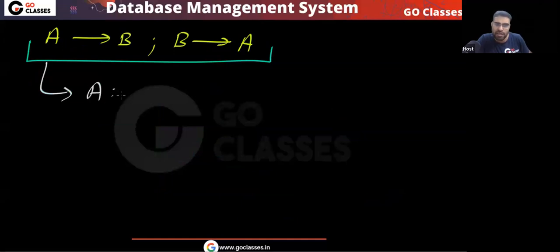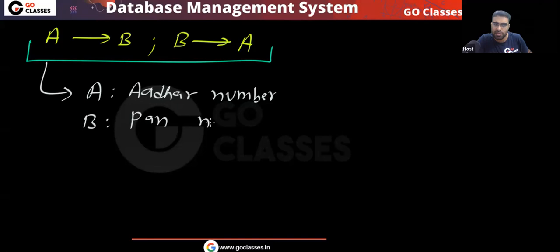Yes, for example, A can be your Aadhaar card number. Let's assume this is your Aadhaar number, and maybe B is your PAN card number. Is this clear? So can I say A determines B, B determines A?